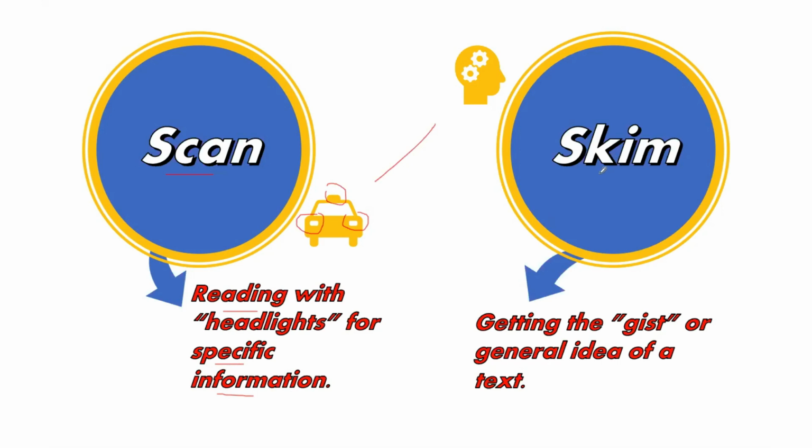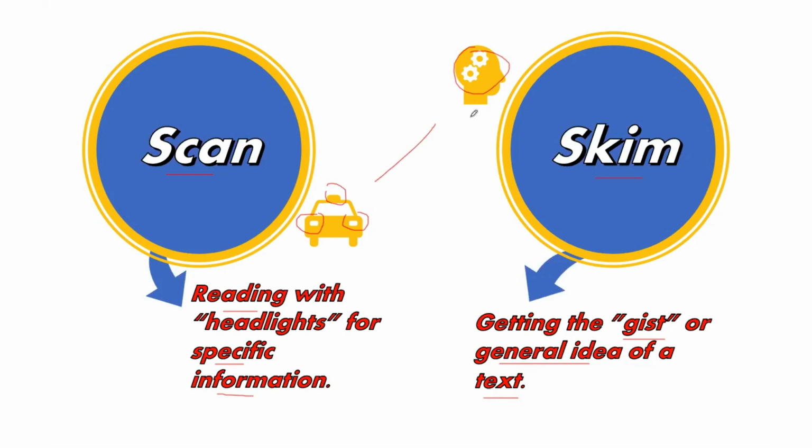Then you have skimming, which is different. This is reading to get the gist or the general idea of your text. You're not looking for specific information. You're thinking about how you can understand a summary or the main idea. So you're actually thinking here to get the gist, the main idea. You won't have specific information readily available. You'll have the idea though, and that can help with specific question types.